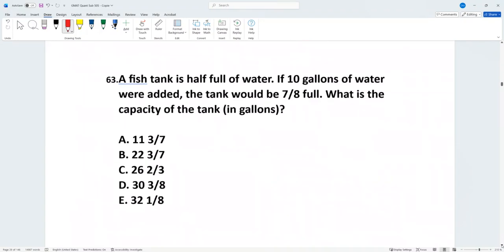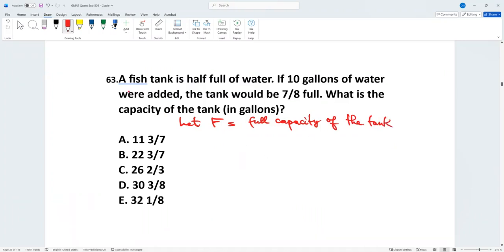So it says, a fish tank is half full of water. If 10 gallons of water were added, the tank would be 7/8 full. What is the capacity of the tank in gallons? So let F be equal to the full capacity of the tank.